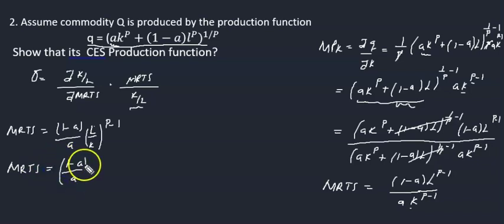We are going to interchange this. So interchanging that means we are multiplying this power by a negative. So we will have, I mean, because we're interchanging this time around, k over l, then the power will be 1 minus p, like that. So this will be our MRTS, this expression.